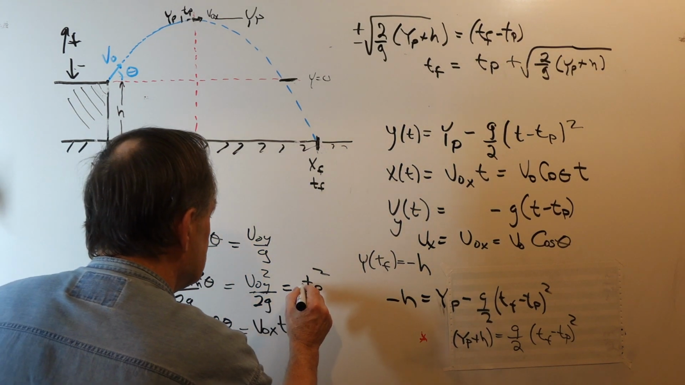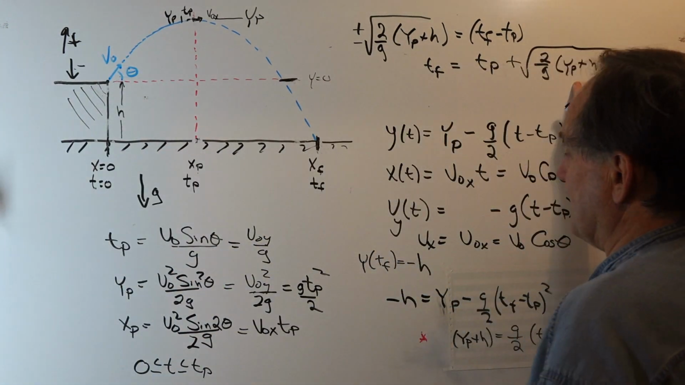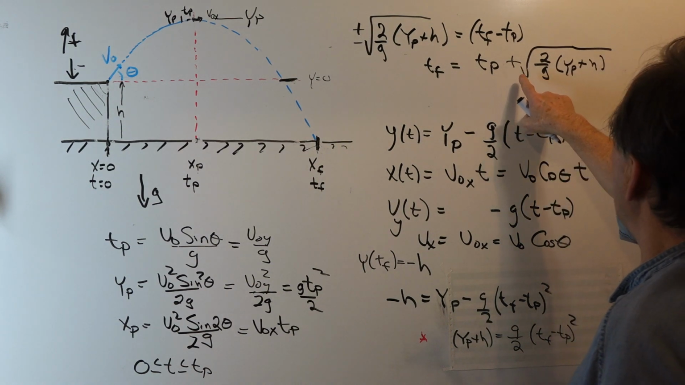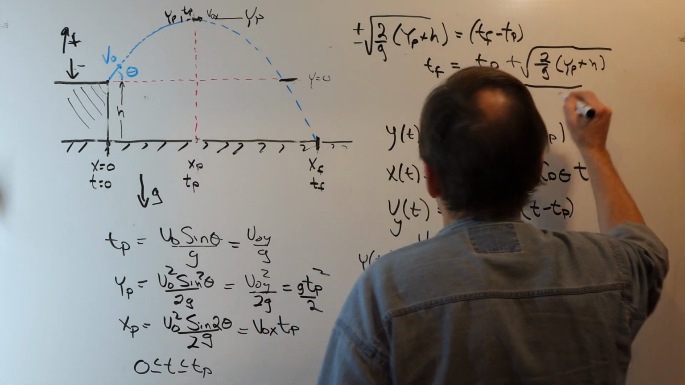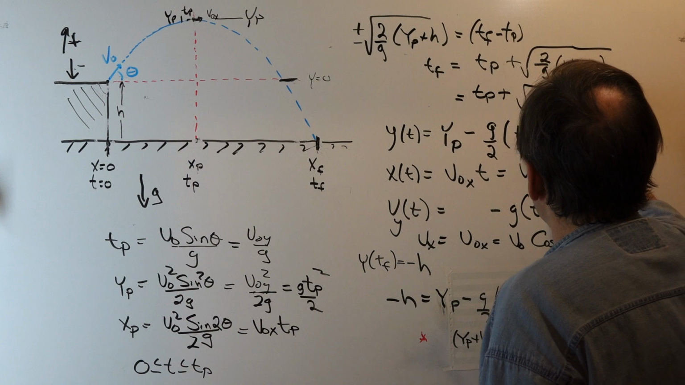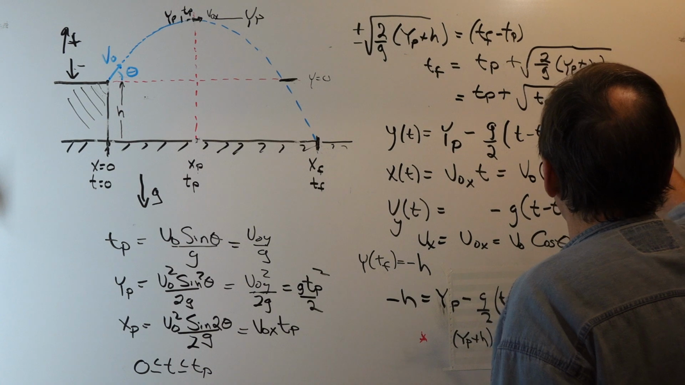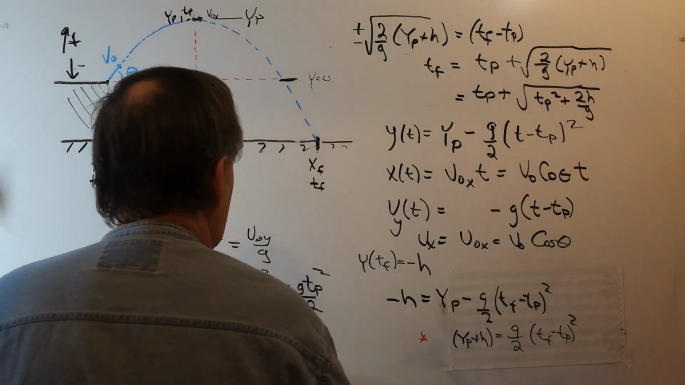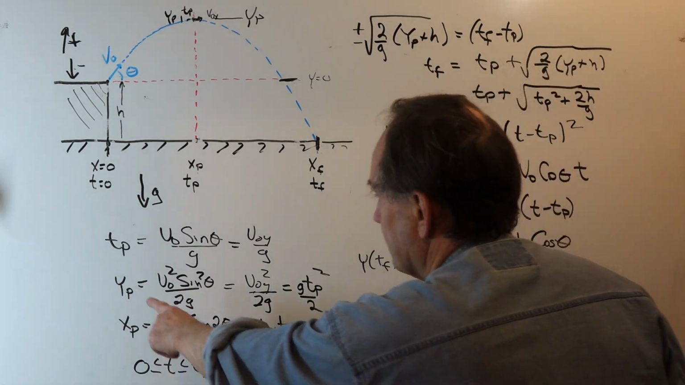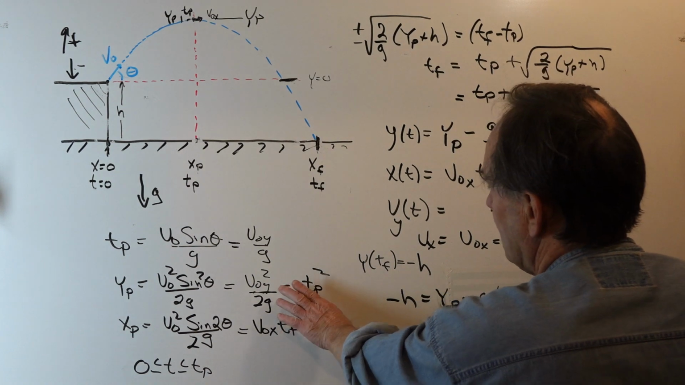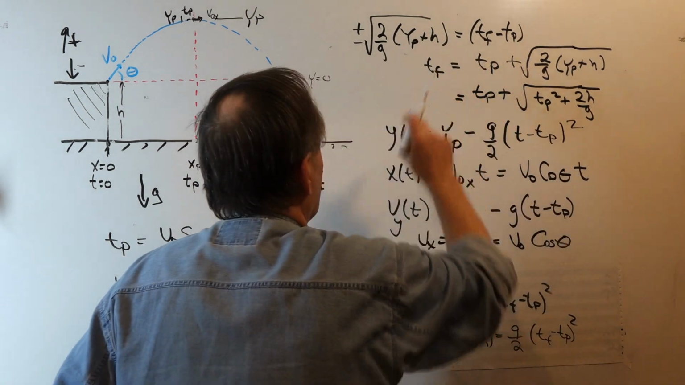So this would be g over 2. We could put that in for y peak here if we wanted to, and we multiply through by 2 over g. So this could be written as t peak plus the square root of t peak squared plus 2h over g. That's another form that we can write that as, because we have 2g times y peak, which cancels, so we get just t peak squared. So two different forms for the final time.